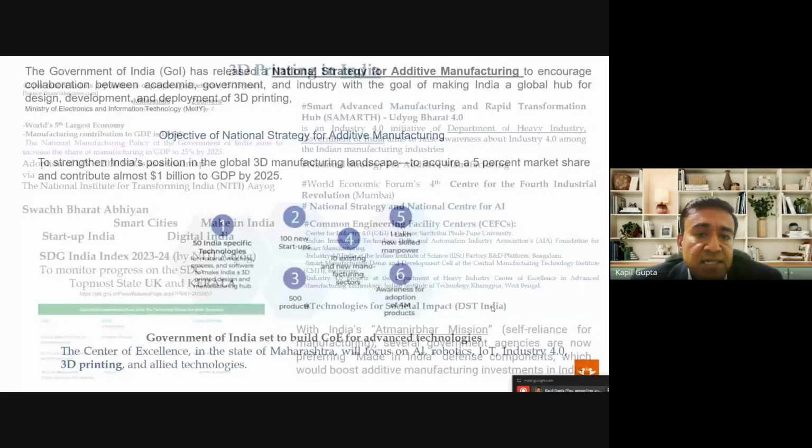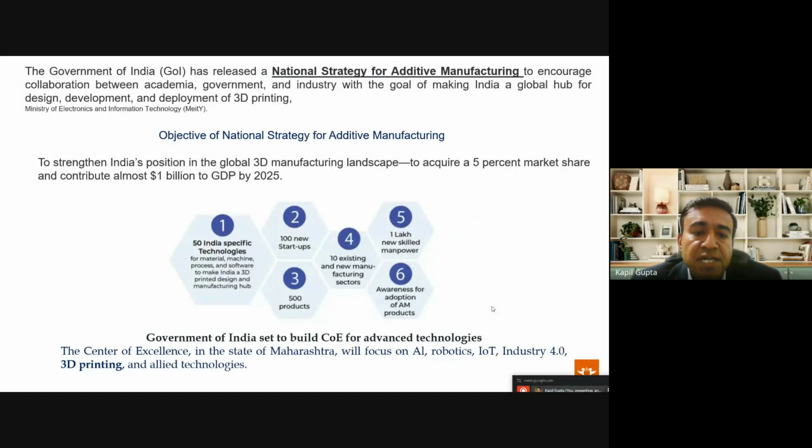Government of India's National Strategy for Additive Manufacturing is there, where the objective is to strengthen India's position in the global 3D manufacturing landscape by 50 India-specific technology inventions, by 100 new startups, by establishing 10 existing and new manufacturing sectors, by developing 500 products purely based on 3D printing, by giving employment to 1 lakh workers and skilling them, and awareness for adoption of AM products. So Government of India is set to build centers of excellence for advanced technologies where 3D printing is also in focus.